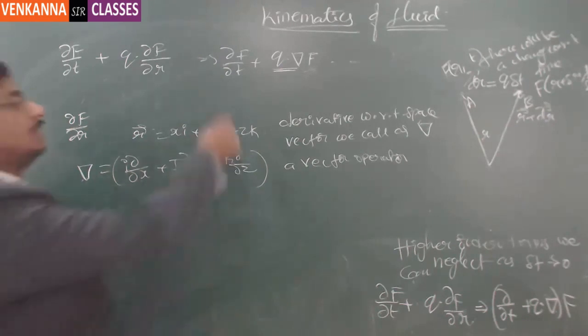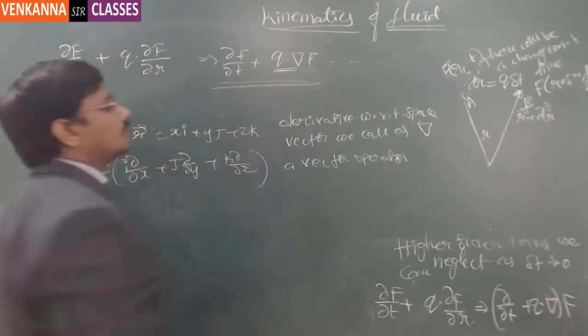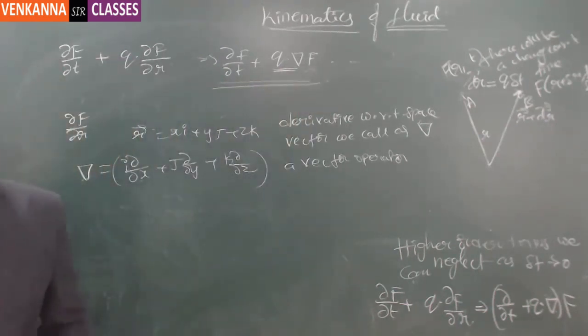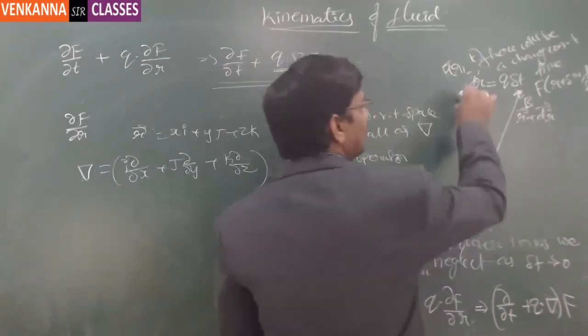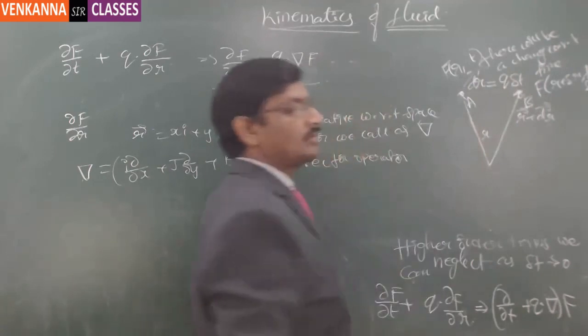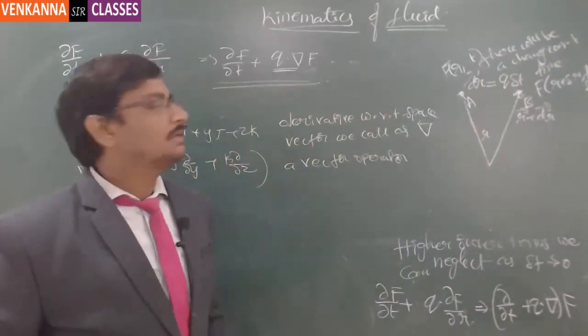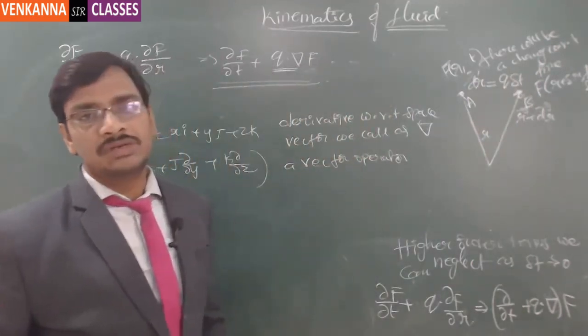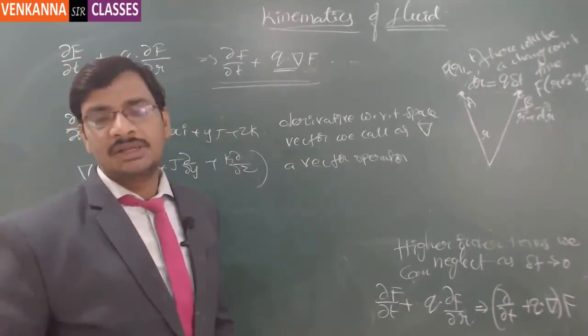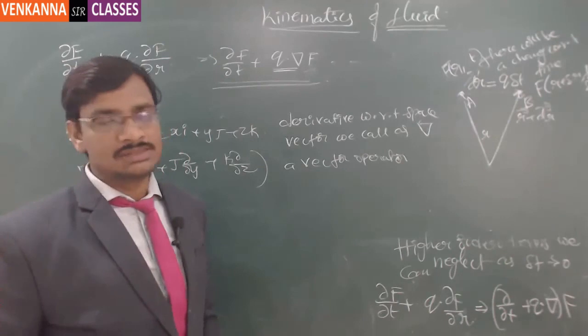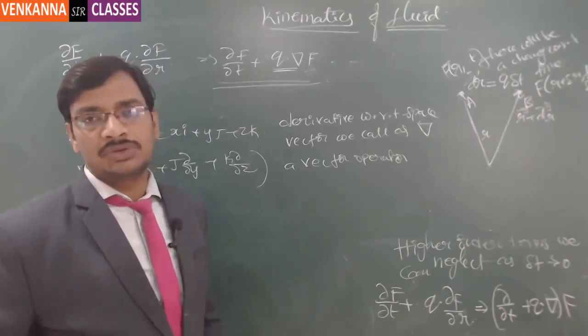So, in short, whatever we have done till this point is, suppose there is a fluid particle here, and this particle moves from here to here in a time interval of delta t. This fluid particle is associated with certain fluid properties, maybe density, maybe velocity, maybe acceleration or anything else. These are the fluid properties that we are going to analyze.